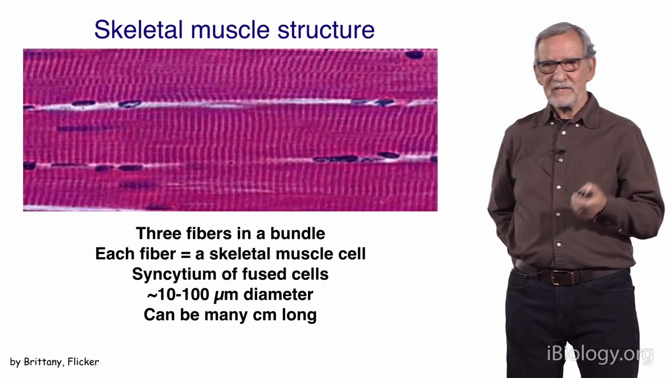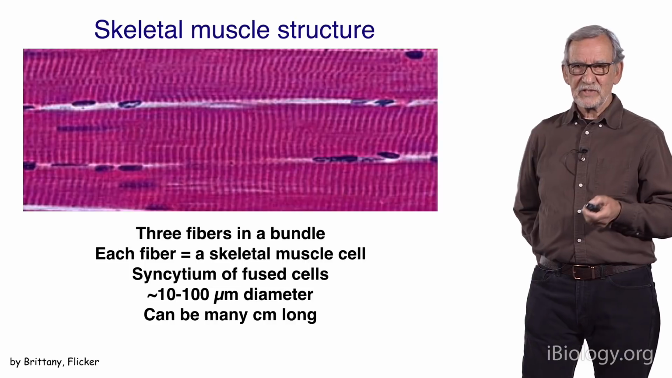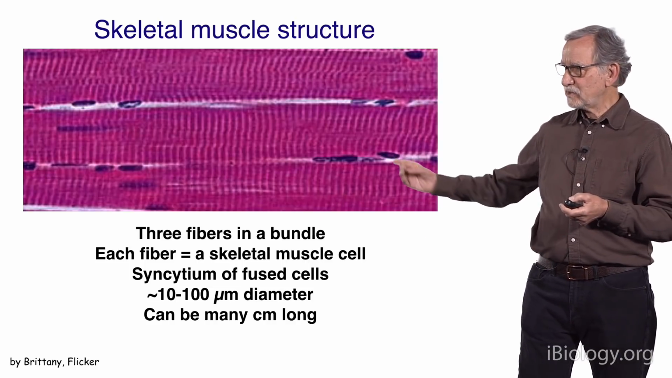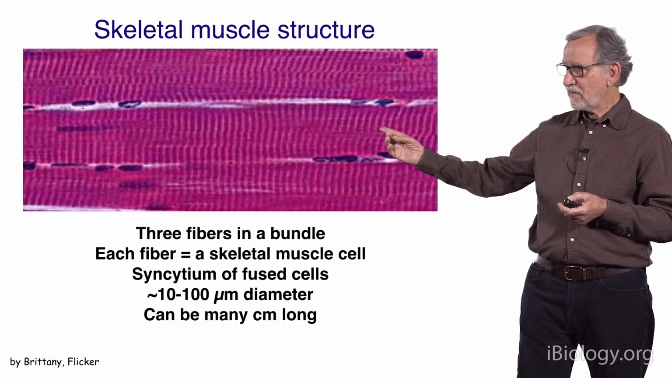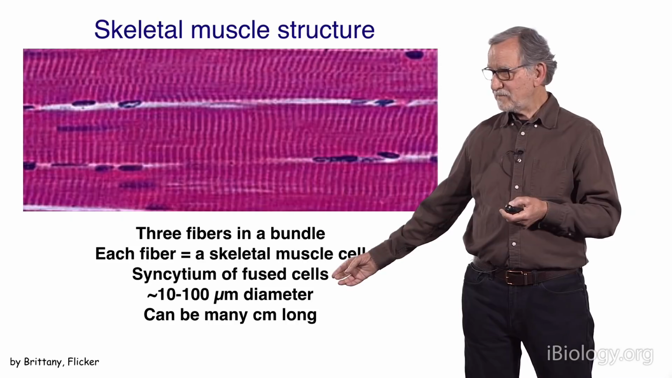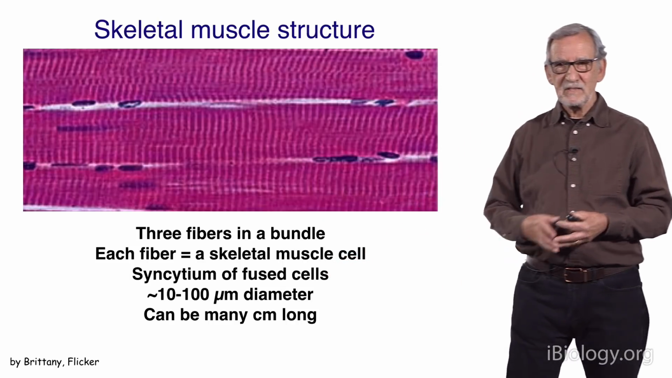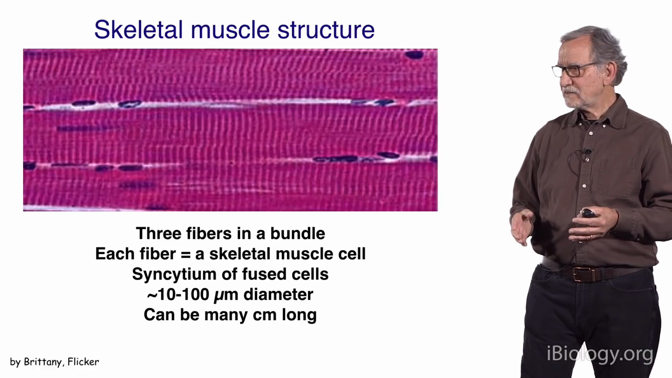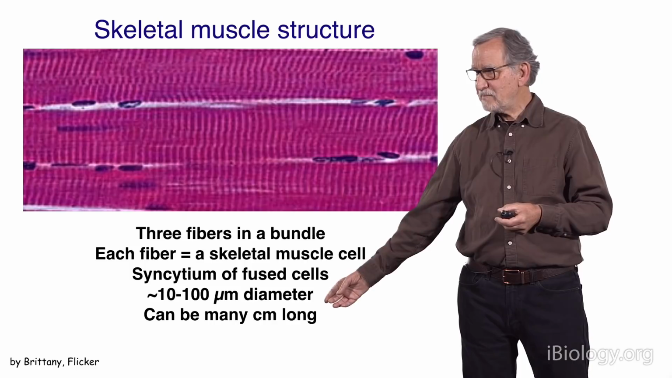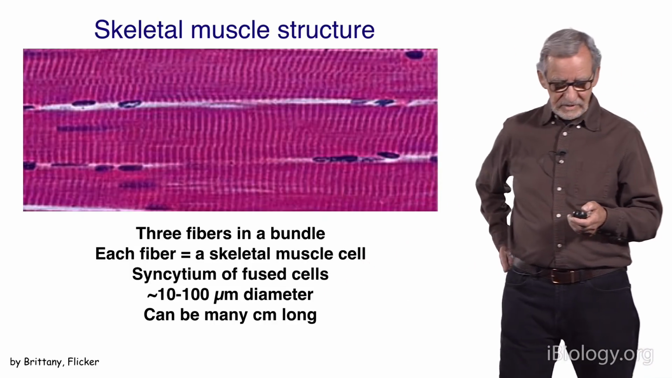So here's an image, a light microscope picture of skeletal muscle structure showing 3 muscle fibers. Again, each of these fibers is a single muscle cell. It's a syncytium, meaning that it arrived by fusion of many skeletal myoblasts. And the syncytium, as I said, can be many, many centimeters long and about 10 to 100 microns in diameter.